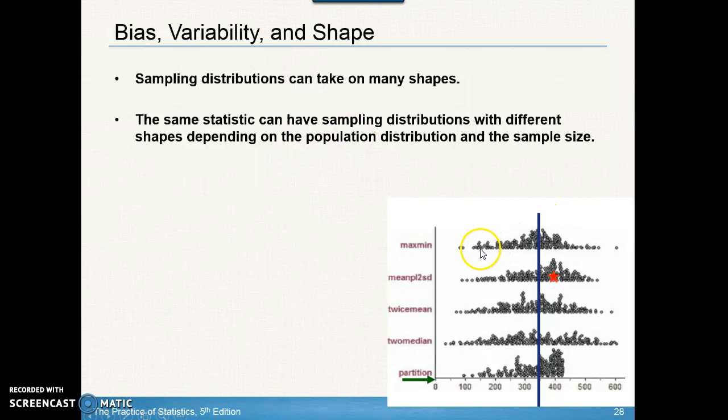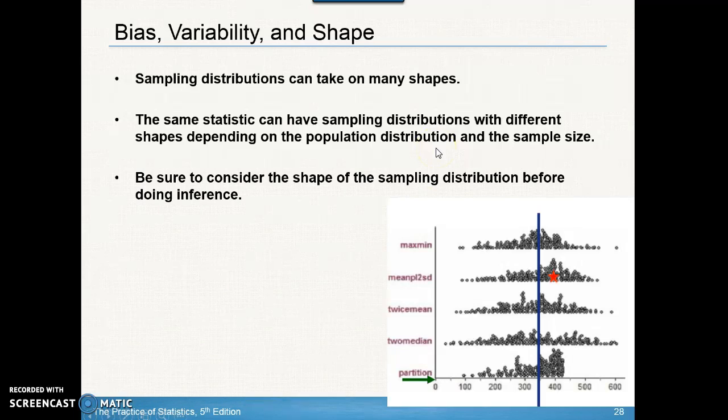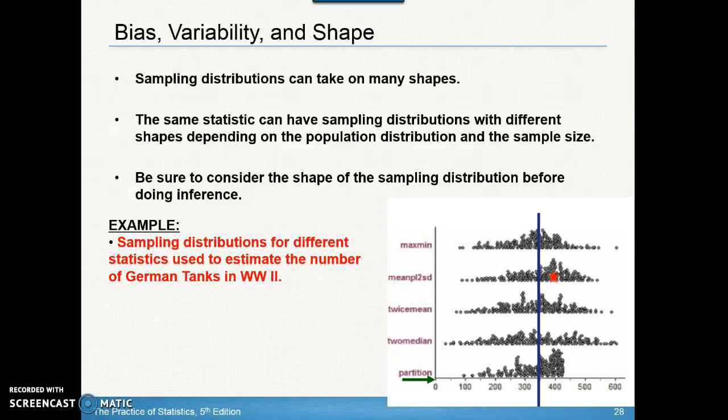When I do sampling distributions, that means I've taken sample means or sample proportions and put them in a distribution. The same statistic can have sampling distributions with different shapes depending upon the population distribution and the sample size. Whenever you are doing inference, make sure you take a look at the shape of the sampling distribution before you do inference, because that's going to tell us whether we have a biased or unbiased estimator.